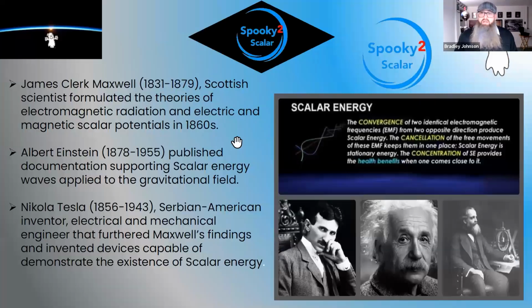So scalar, what is it? Scalar energy is the convergence when you have two identical electromagnetic fields, or EMFs, that are opposite direction of each other. So one coil over here, one coil over here, and the cancellation or the free movement of EMF that are kept in place. This is something that back in old school, like Nikola Tesla, Einstein, Maxwell, these people all used to refer to this as stationary energy because it basically didn't move at all.